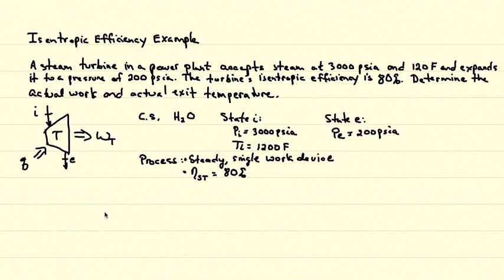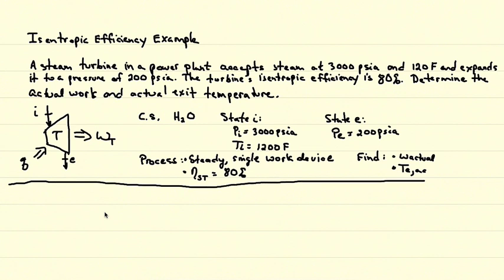Finally, after writing down information about the process, we can write down the details of what we need to find. We need to find two things: the actual work, and the actual exit temperature, which I'm going to subscript as TE,AC. This is basically the information we have from the problem statement, and from this point below we're going to be doing our analysis.